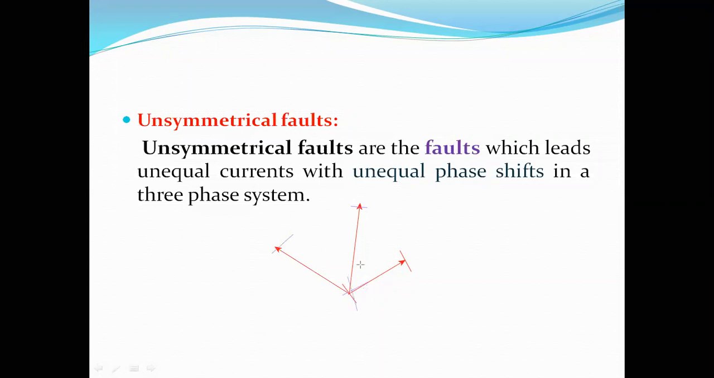So unequal current, unequal phase shift means the total angle is 360 degrees, but this is not 120 degrees. This angle is not 120 degrees. This angle is also not, if we rotate like this, this angle is not 120 degrees. So this is the problem. This is not 120, not 120, not 120. So basically that is the problem with unsymmetrical faults, which lead to unequal current with unequal phase shift in a three-phase system.